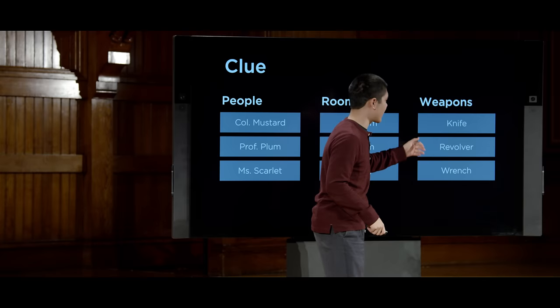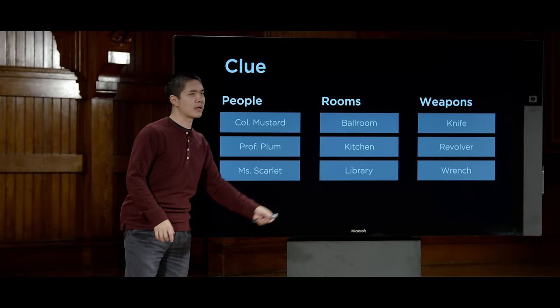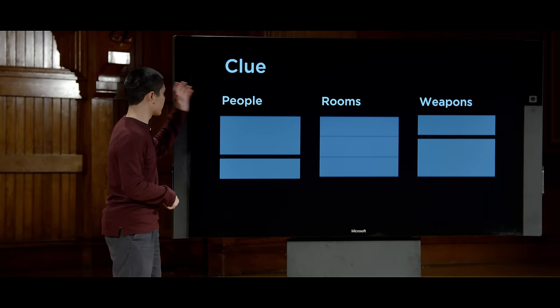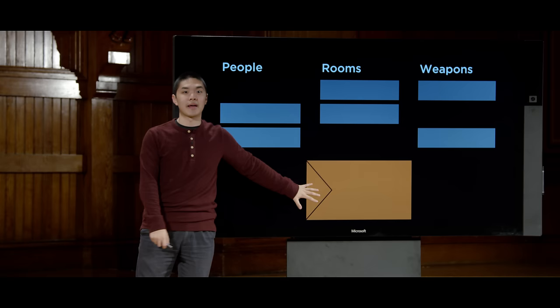And three of these, one person, one room, and one weapon, is the solution to the mystery, the murderer and what room they were in and what weapon they happened to use. And what happens at the beginning of the game is that all these cards are randomly shuffled together, and three of them, one person, one room, and one weapon, are placed into a sealed envelope that we don't know.